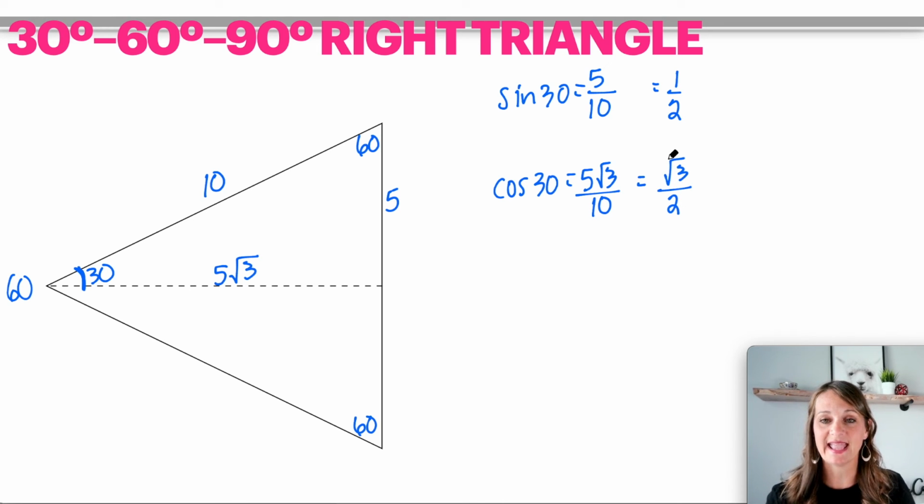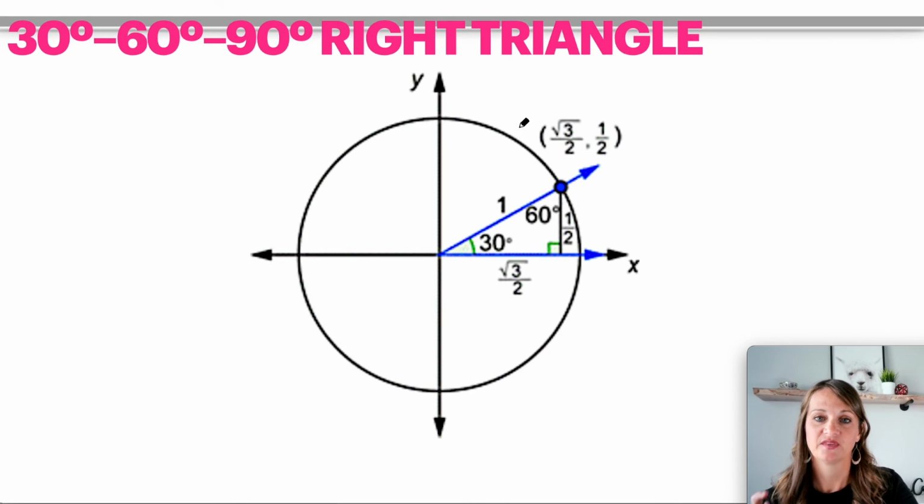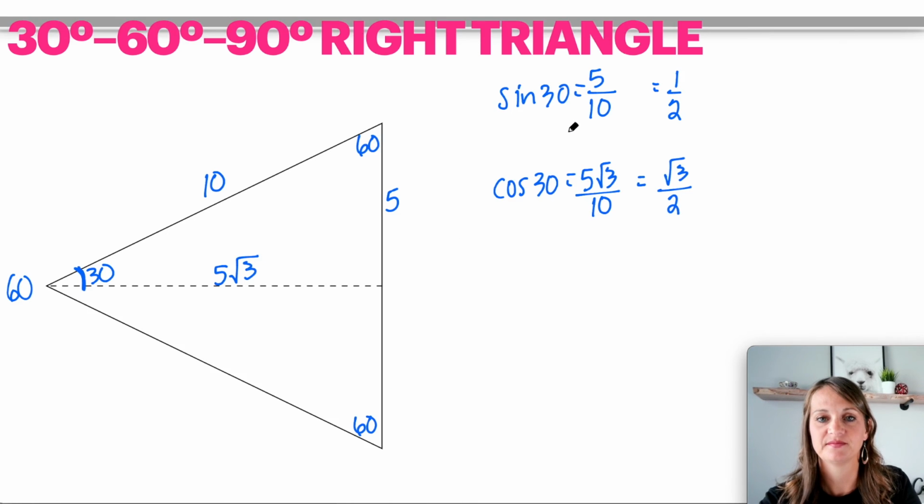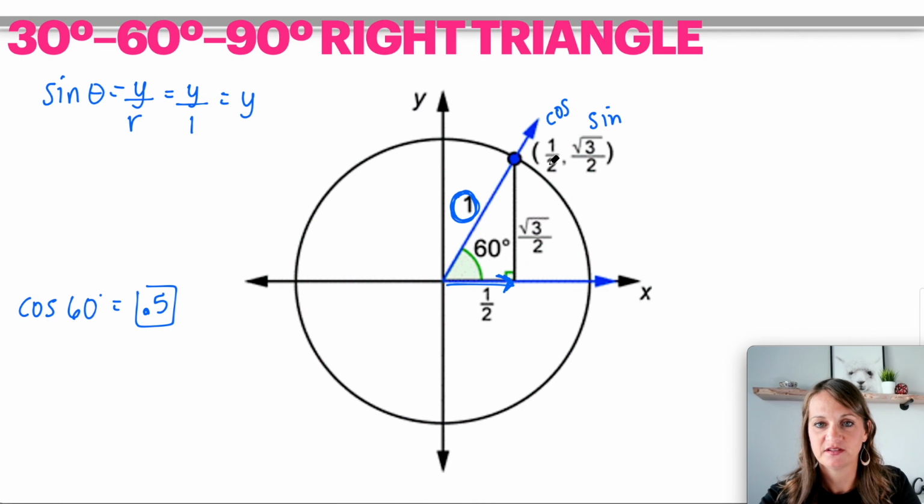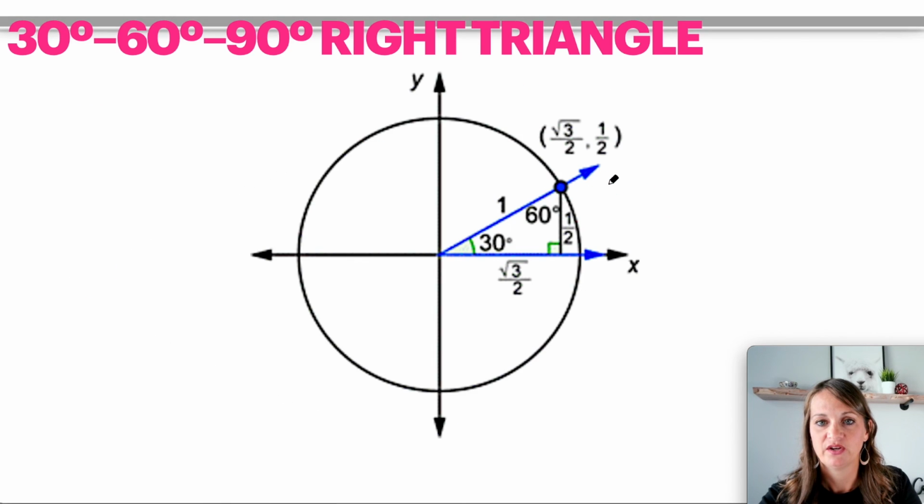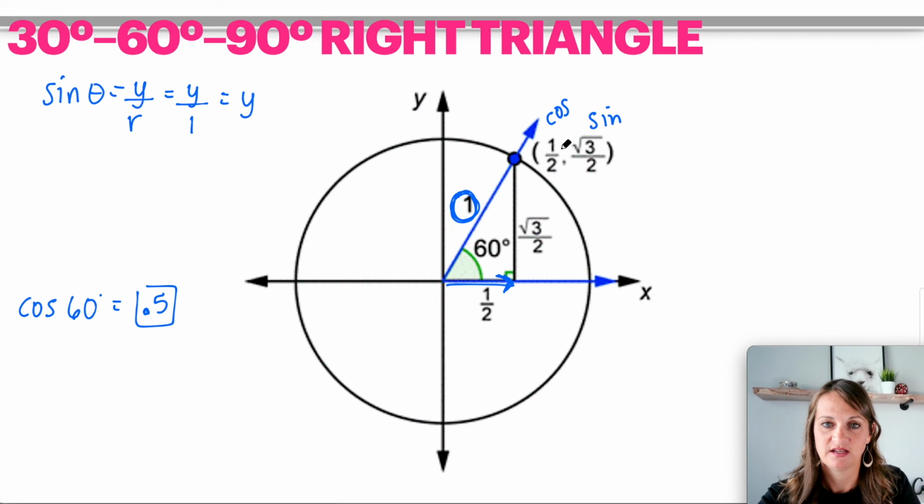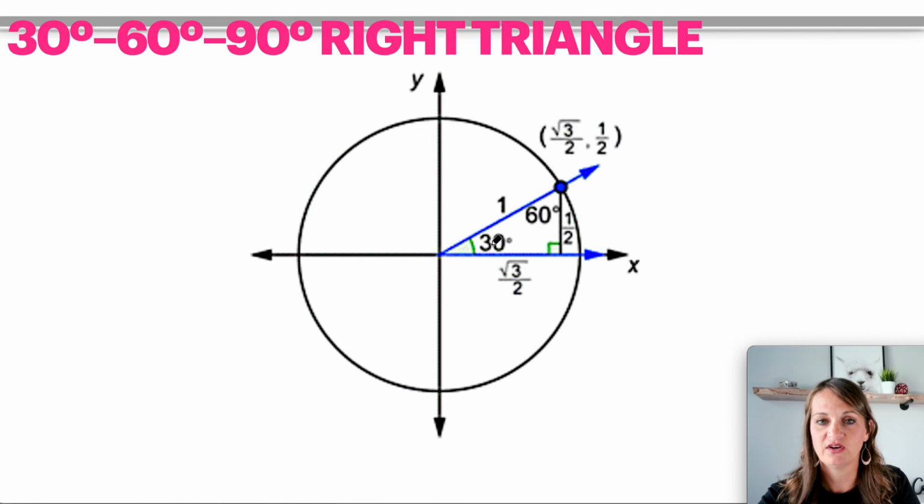So if you notice, they actually flip-flop. So where the 60 degree had 1/2 as the x value, the 30 degree has 1/2 as the y value. Cosine and sine at 60 degrees is 1/2 and square root of 3 over 2, but at 30 degrees is square root of 3 over 2 and 1/2. So we are going to use that in order to explain the unit circle.